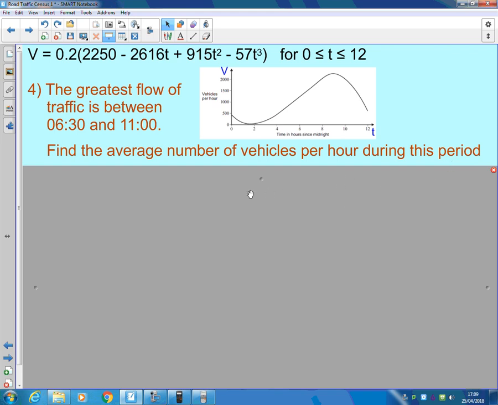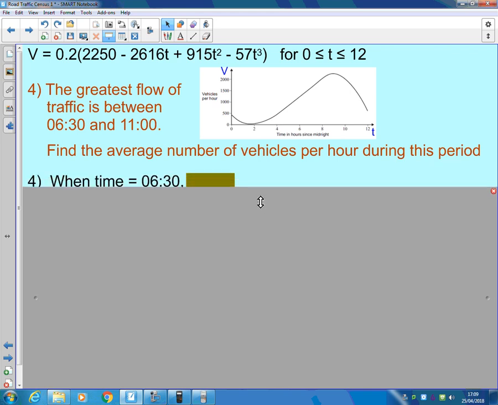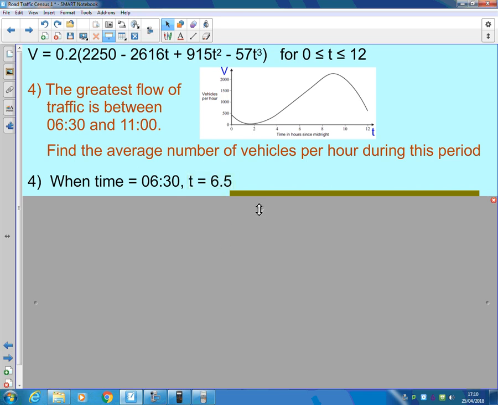Now, you probably already in lessons done it where it's going 0 up to 12. Here, I'm doing it for a different part, just so that you do the same process, but we're doing it with some different numbers. So, the first thing we've got to do is say, well, 6:30, what is t equal to at 6:30? At 11 o'clock, it's easy, t is 11. Well, 6:30 is halfway between 6 and 7, so at 6:30, t is 6.5.